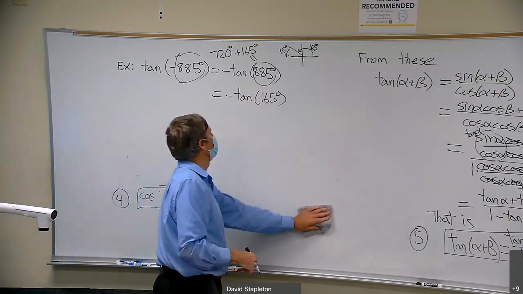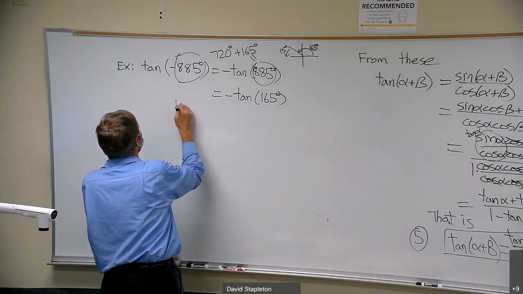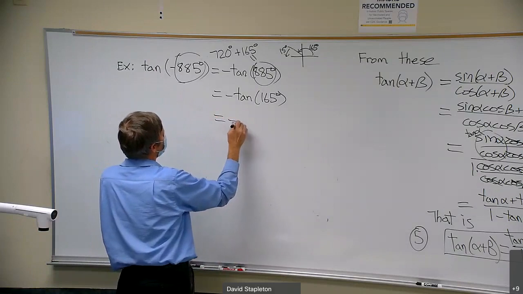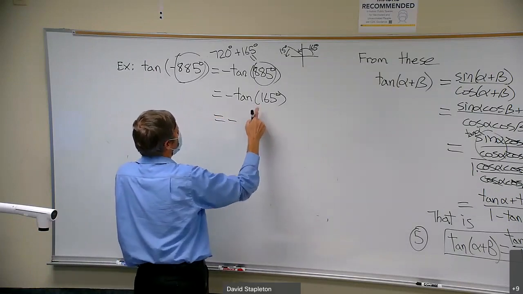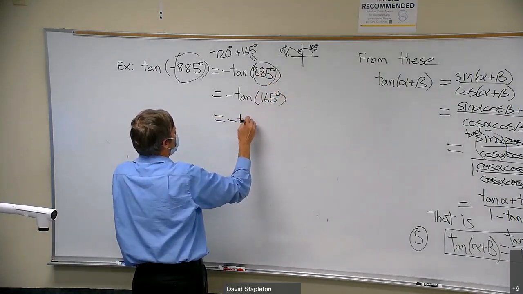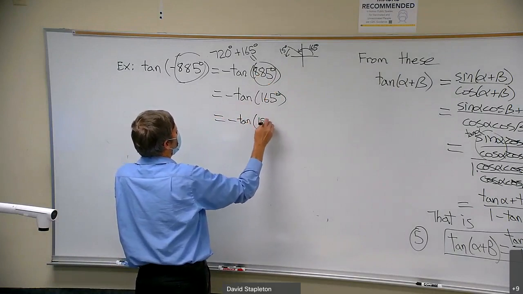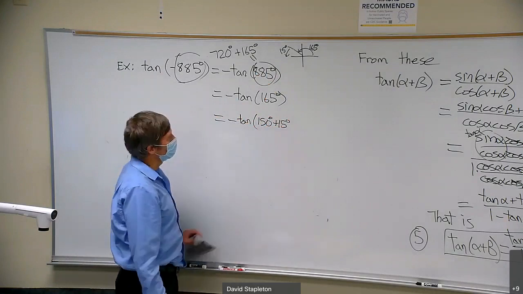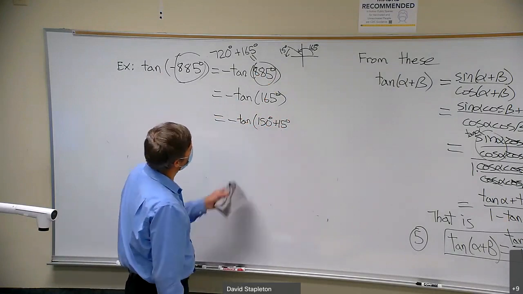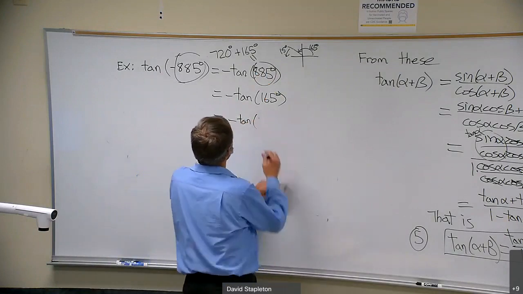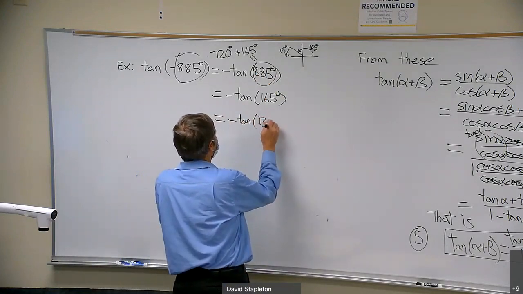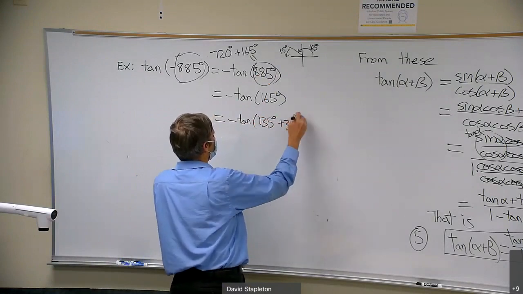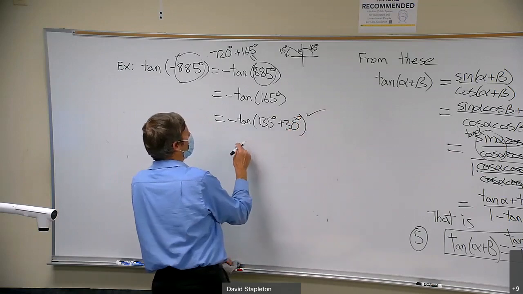There's my tangent formula, 5. If I just write this as a sum of special angles, I know that I can, because 165 is 15 degrees from an axis. Suppose I write it as 150 plus 15. Will that help me? No, because 15 isn't a special angle. I want a multiple of 30 or 45. I can, however, write it as 135 degrees plus 30 degrees. Multiple of 45, multiple of 30, those are special angles.